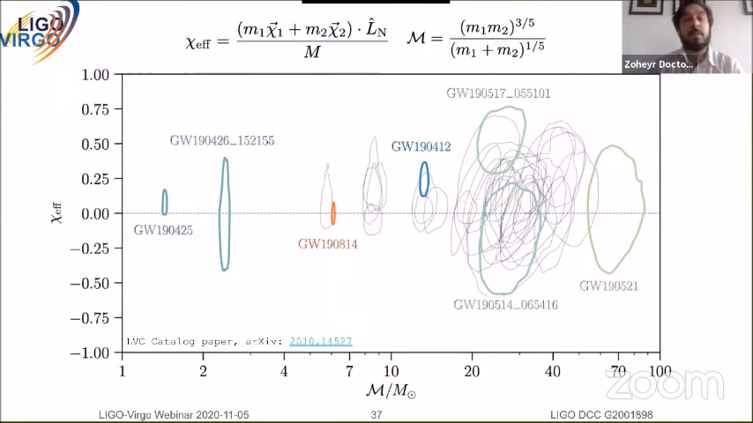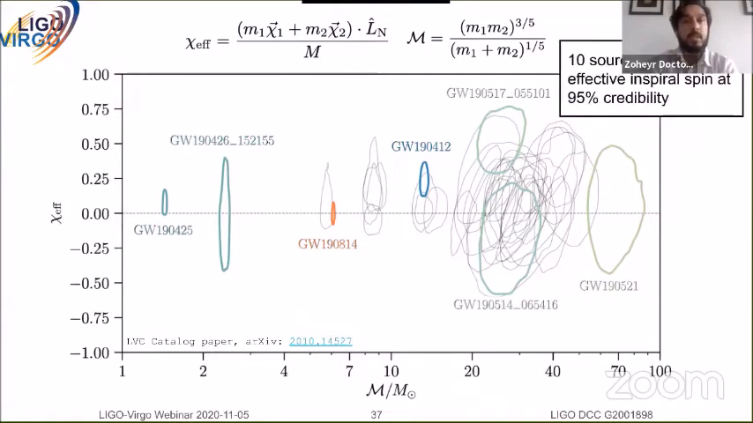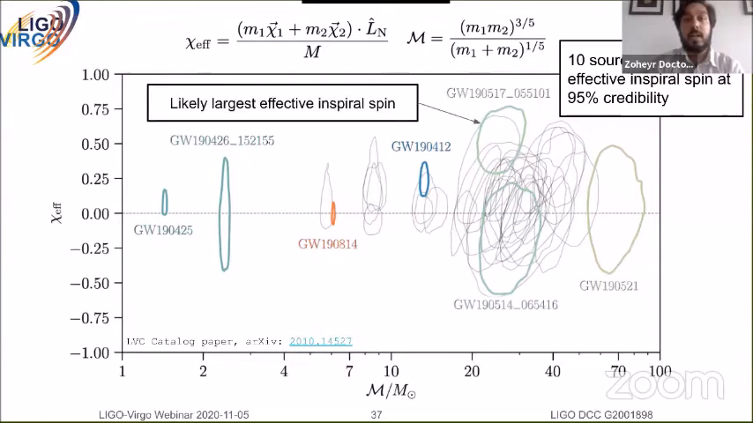And the chirp mass is this combination of M1 and M2 shown at the top. The thing I want to highlight in particular is that there are a few events where their chi effectives are inferred to be non-zero, in particular positive. So John, if you click one more time, we'll see that there were about 10 sources that had a positive effective inspiral spin at 95% credibility. In particular, GW190517_055101 had the highest effective inspiral spin.